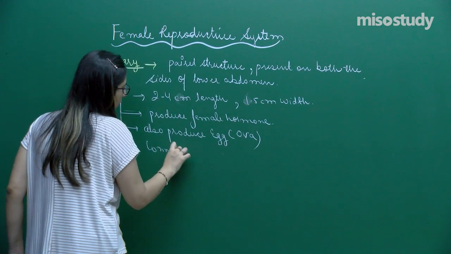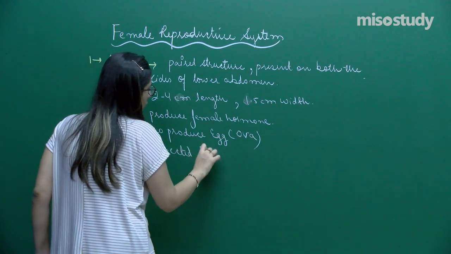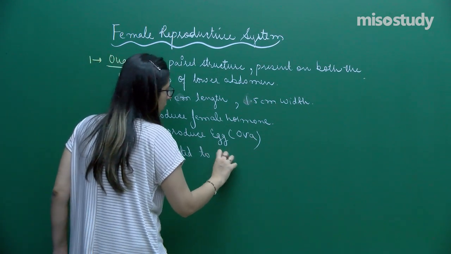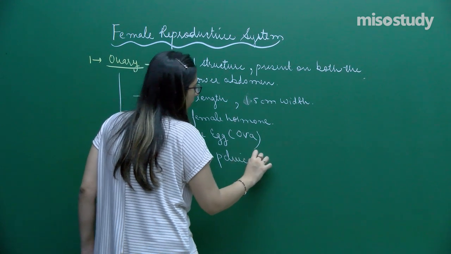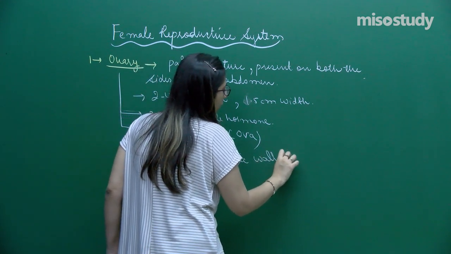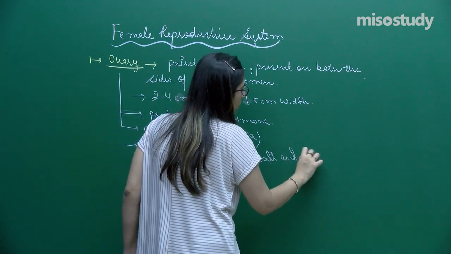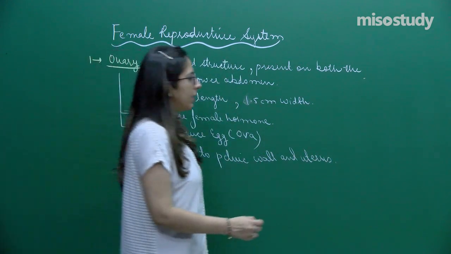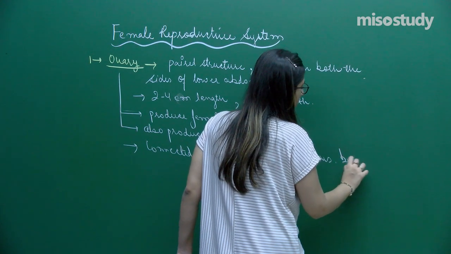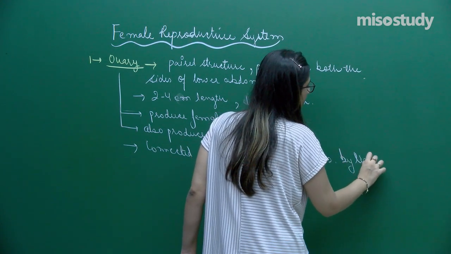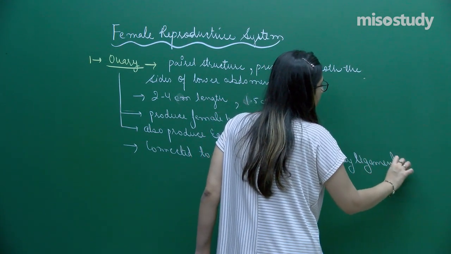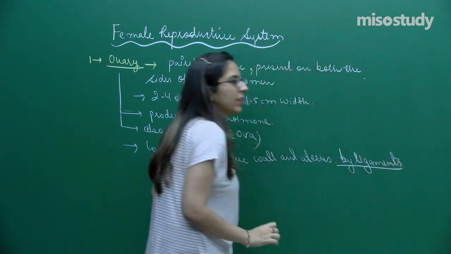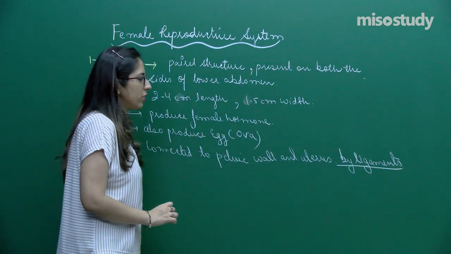They are connected to the pelvic wall and uterus by ligaments. Certain ligaments are present, and these ligaments attach the ovary at a particular position.